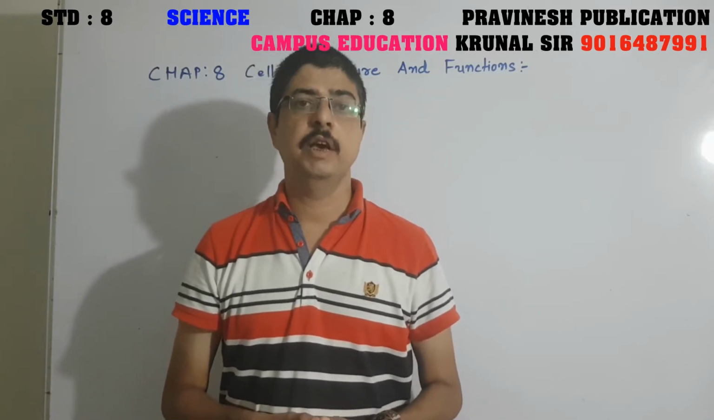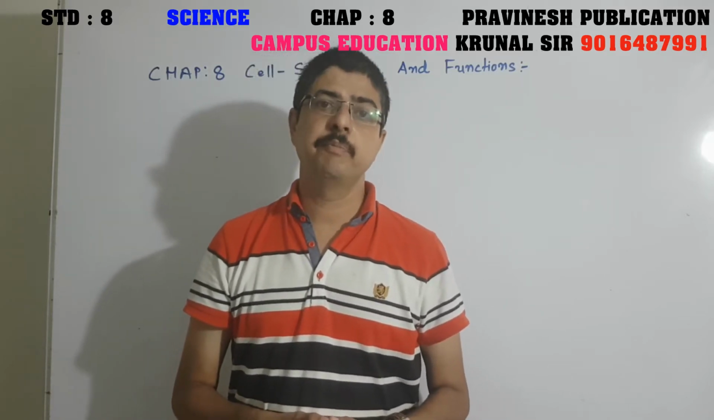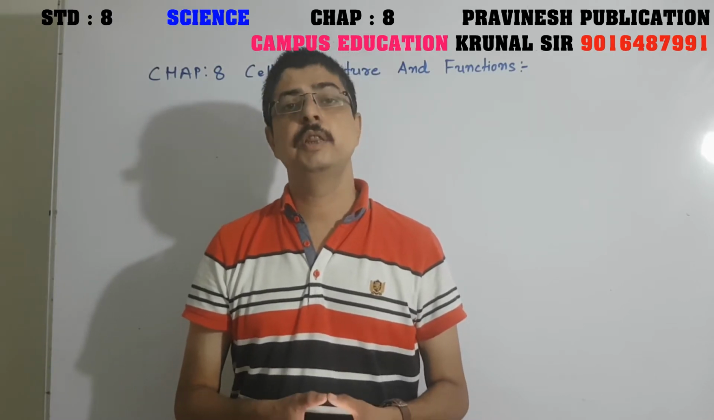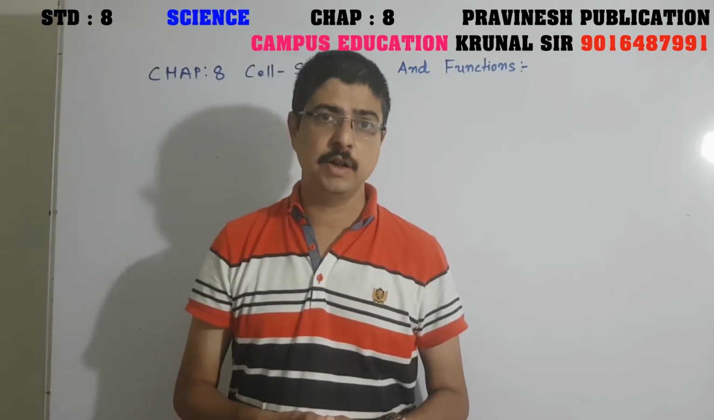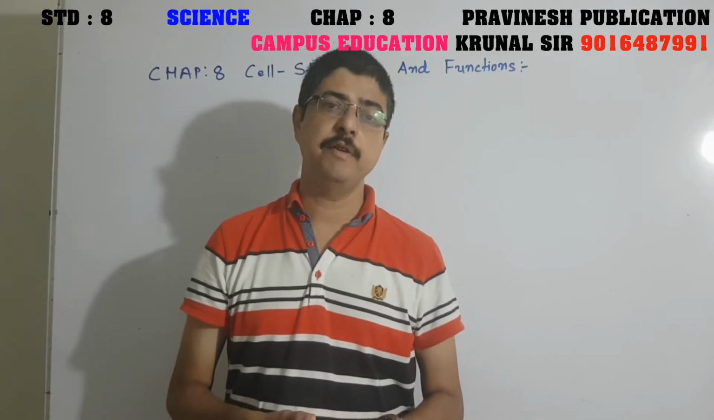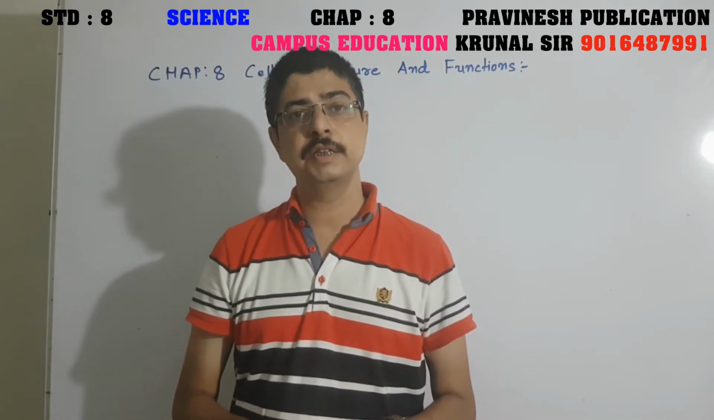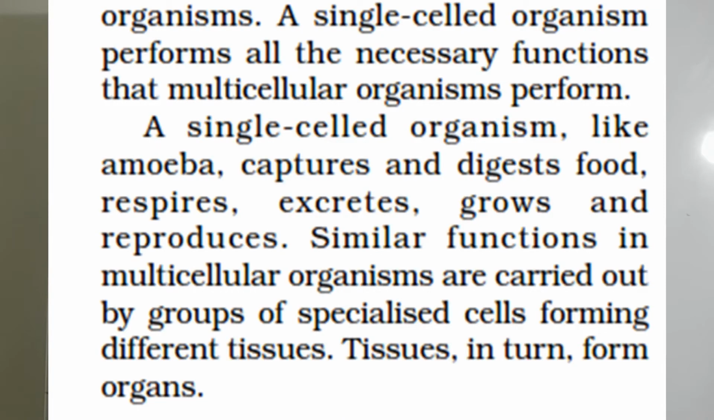On the other hand, we have multicellular organisms. What is the meaning of multicellular organism? Organisms with many cells are known as multicellular organisms. For example, rat, elephant, human beings, we are all multicellular organisms. A single cell organism performs all the necessary functions that multicellular organisms perform. A single cell organism like amoeba captures and digests food, respires, excretes, grows and reproduces. Similar functions in multicellular organisms are carried out by groups of specialized cells forming different tissues. Tissues in turn form organs.